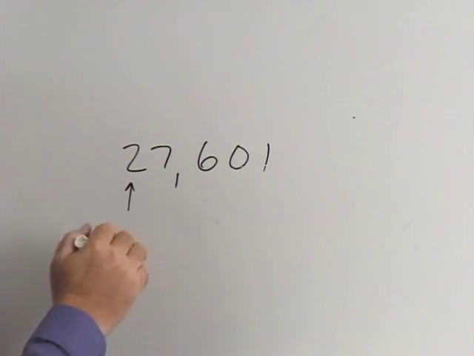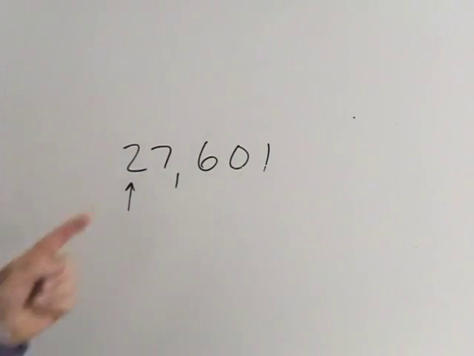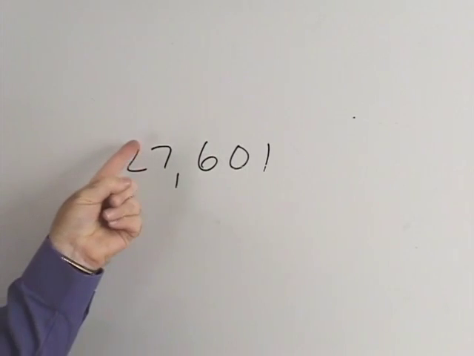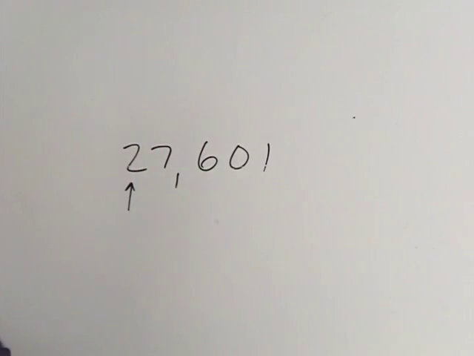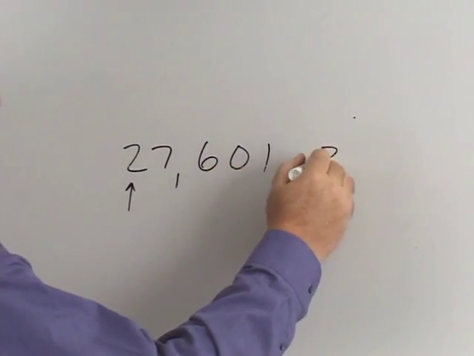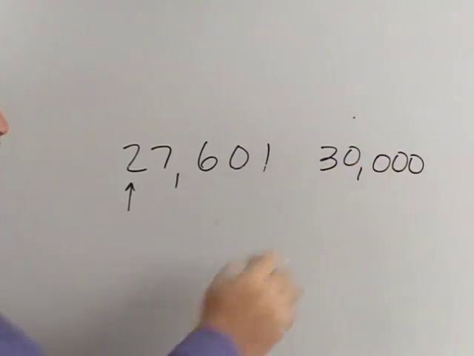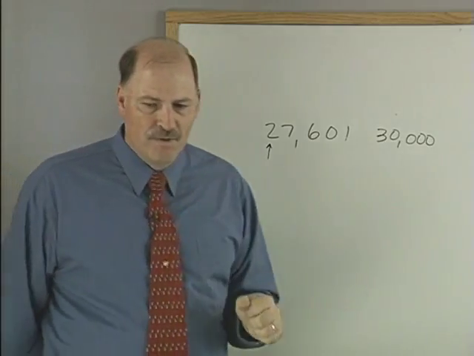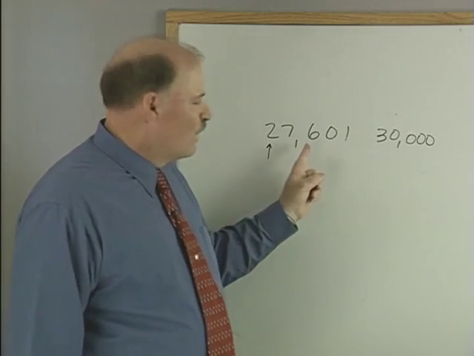Okay, so we look here and we look to the right. Is this going to make this 2 go up to 3 or stay the same? Up. So this is going to be around 30,000. Good. Good job. The key is what I tell you.